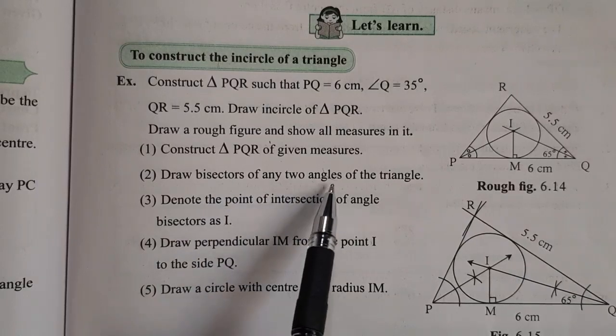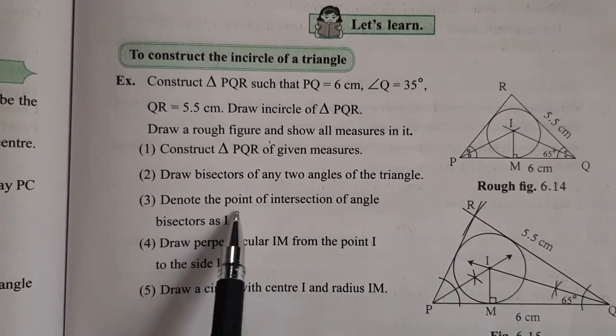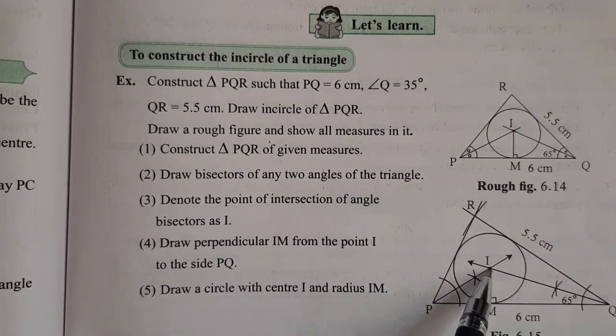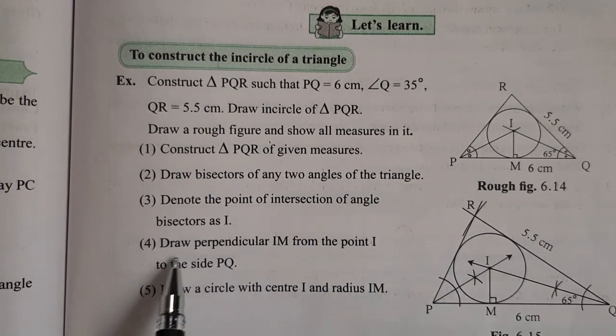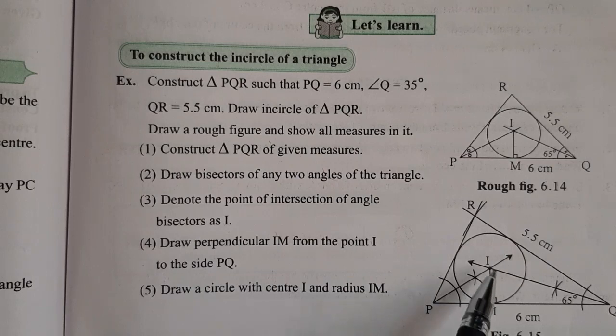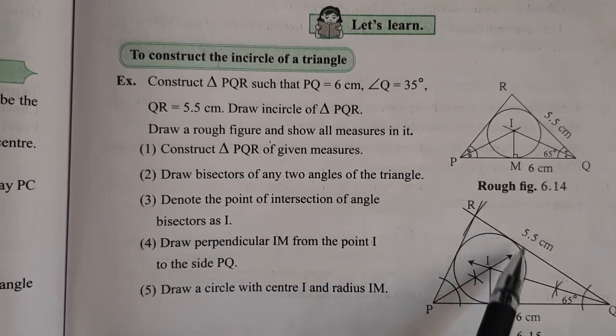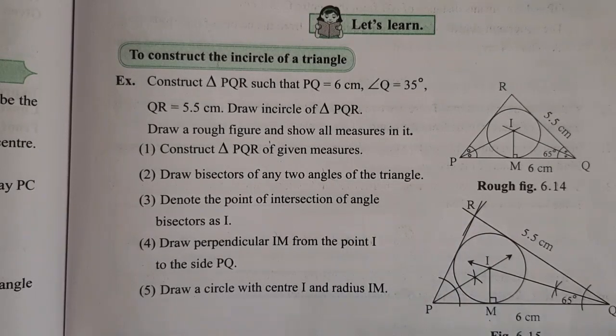Draw bisectors of any two angles of the triangle. Denote the point of intersection of the angle bisectors as I. Draw perpendicular IM from the point I to the side PQ. Then draw a circle with center I and radius IM. We consider IM as a radius and I as a center, and then we draw one circle which touches all three sides of the triangle.